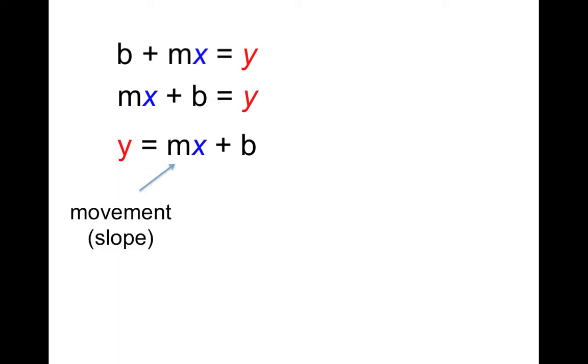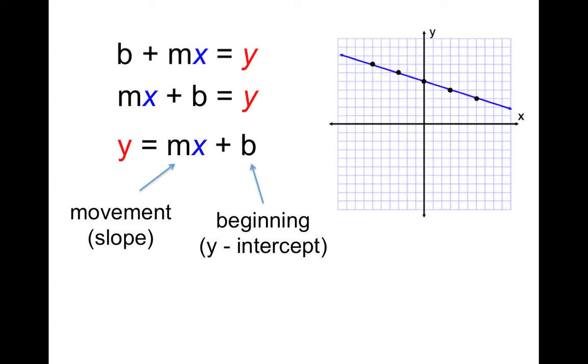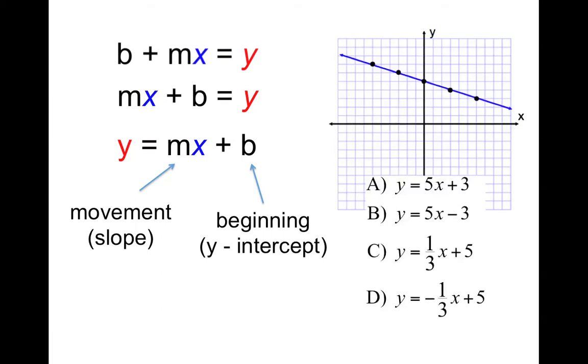M is the slope of the line. You can also think of it as the movement of the line. And B is the beginning value. It's also where it crosses the y-axis. It's often called the y-intercept. Observe the graph of this line. Can you choose an appropriate equation for this line?